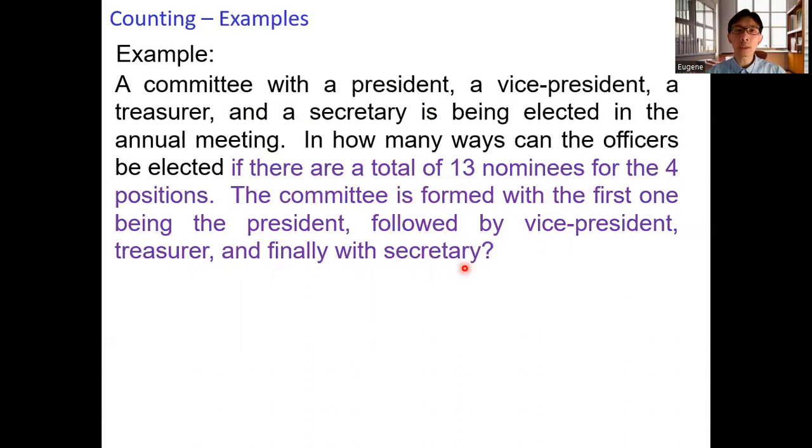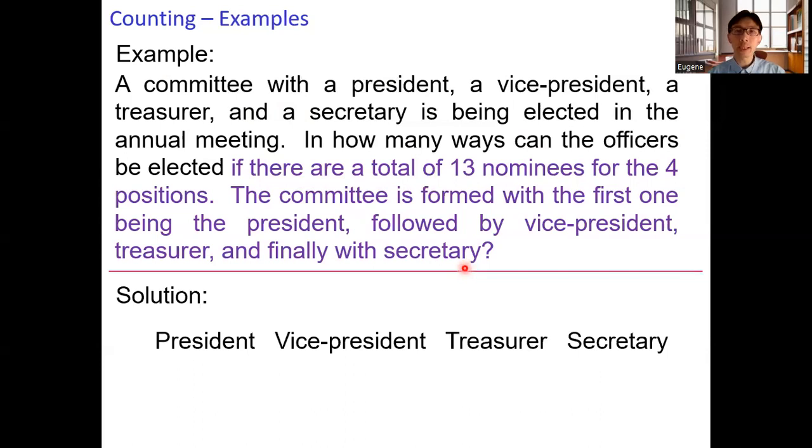Here, the order does matter. The first person being elected is the president. The second person being elected is the vice president, followed by the treasurer, and then the secretary positions. So again, we can regard these 4 positions as 4 different subsets.